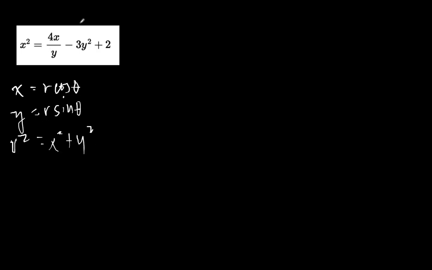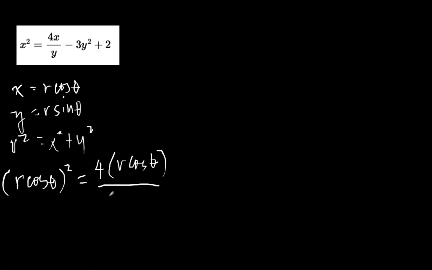Okay, try to solve this before watching the video on how to solve this problem. So how do we solve this problem here? Now again, let's review: x is equal to r cosine theta, y is equal to r sine theta, and r squared is equal to x squared plus y squared. These are the three equations that we usually use to convert Cartesian equations to polar equations or vice versa. So we know that x is equal to r cosine theta, so x squared is equal to 4, this is r cosine theta as well, over r sine theta minus 3 r sine theta plus 2.